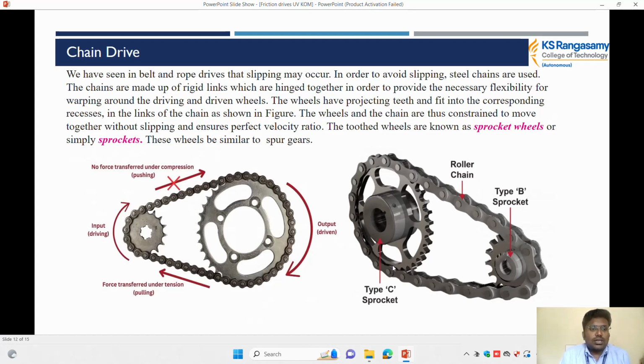steel chains are used. The chain is made up of links which are hinged together in order to provide the necessary flexibility for wrapping around the driving and driven wheels. This one is the sprocket wheel, and this is the chain. Similarly, there are two rotating wheels, one driving and the other driven. They rotate without slipping, because they are similar to a spur gear. Teeth will be there, so the slipping problem can be avoided in the chain drive.